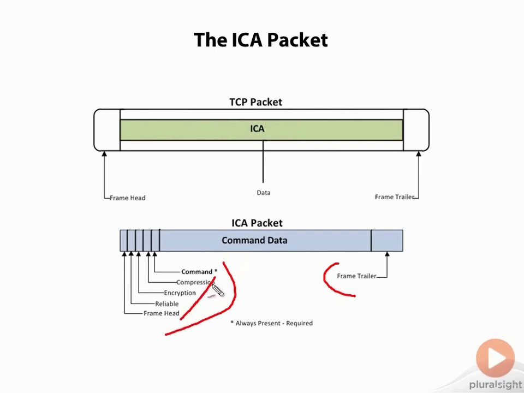Some of them are pretty self-explanatory, like compression. If you want to compress it more in order for it to go faster across the link, then you add a compression value to it. So this is what makes up the ICA packet in general, that gets wrapped into this TCP packet before it gets set on its way on the network.